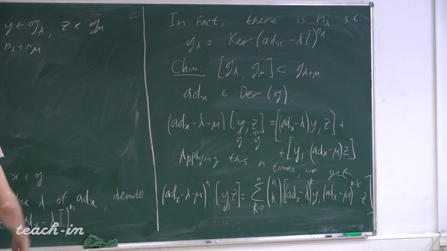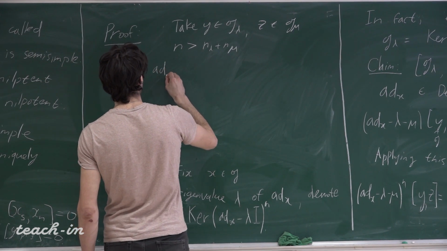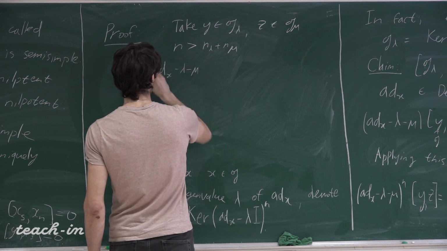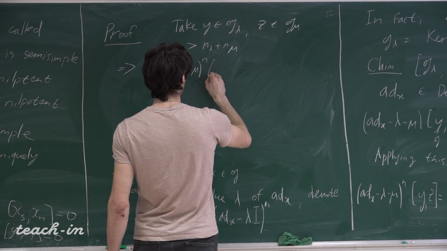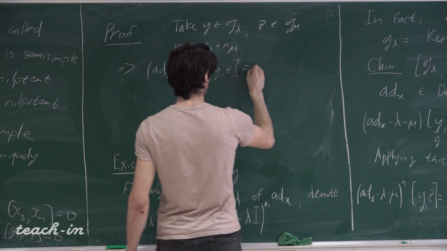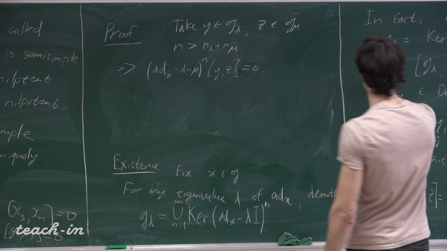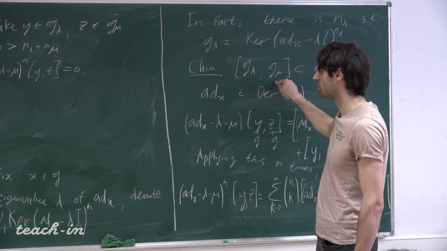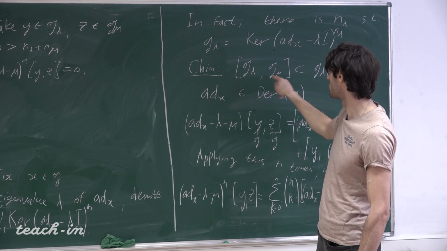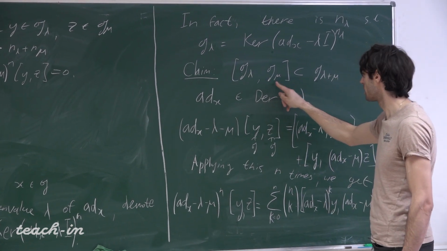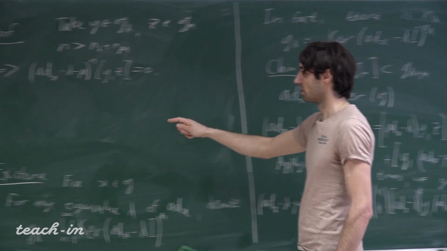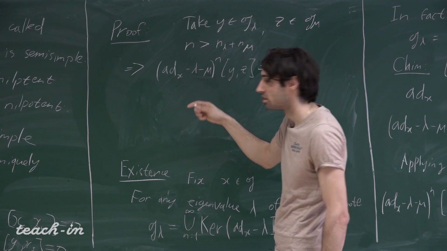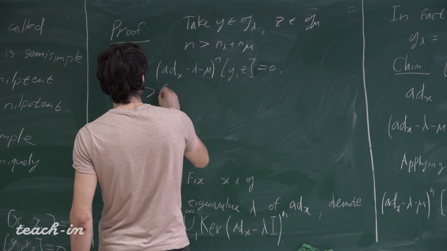Then our formula just gives that (ad x minus lambda minus mu) to the power n applied to the bracket of y and z is 0. But that's exactly what we wanted. So this is our claim, right? It means that if I take a commutator of two things from these two subspaces, I get something which is killed by ad x minus the eigenvalue, which is lambda plus mu, to some power n. So the claim follows.